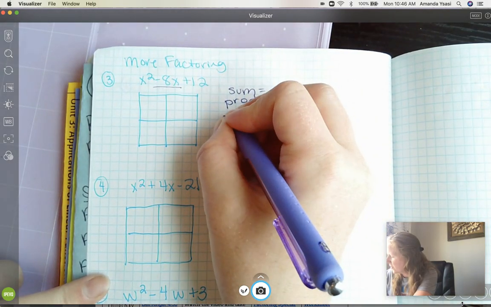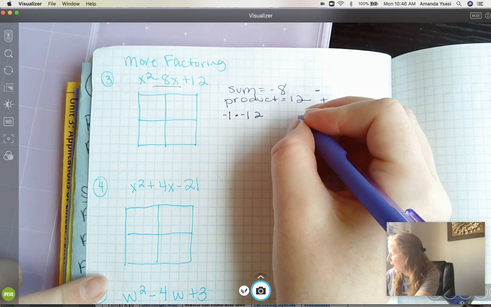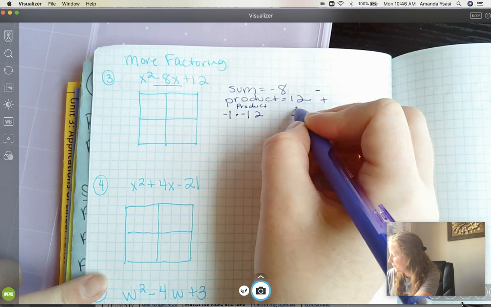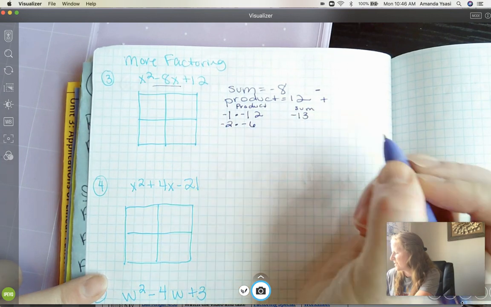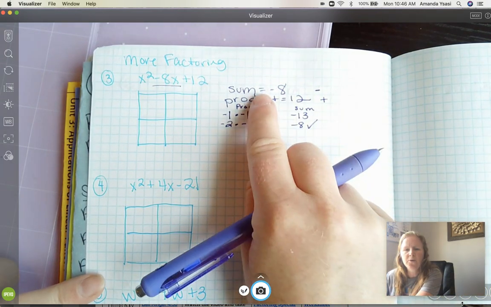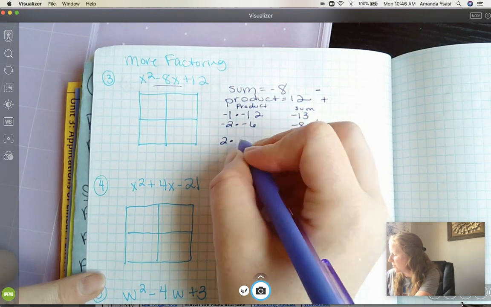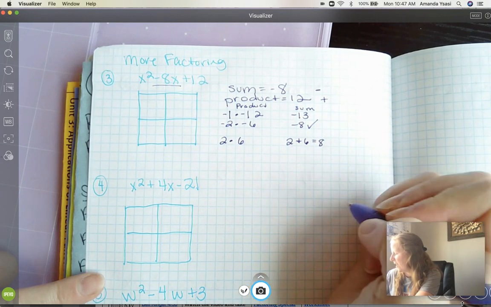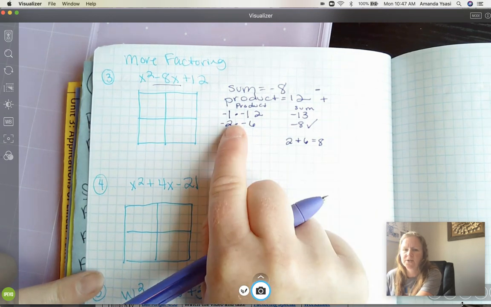Let's say I do -1 times -12. That gets positive 12. But if we add those, it gets -13. Okay, so this is product, and this is sum. So then what about -2 times a -6? Well, if we add those, it gets -8. So that works. So let's say we didn't know for sure how to get a positive and a negative. Then we would just try different ones out. So let's say I do 2 times 6. That gets me 12. But if I add 2 plus 6, that gets a positive 8. So see, it's the right number. It's just the wrong sign. So that's how I know I just switched the signs.